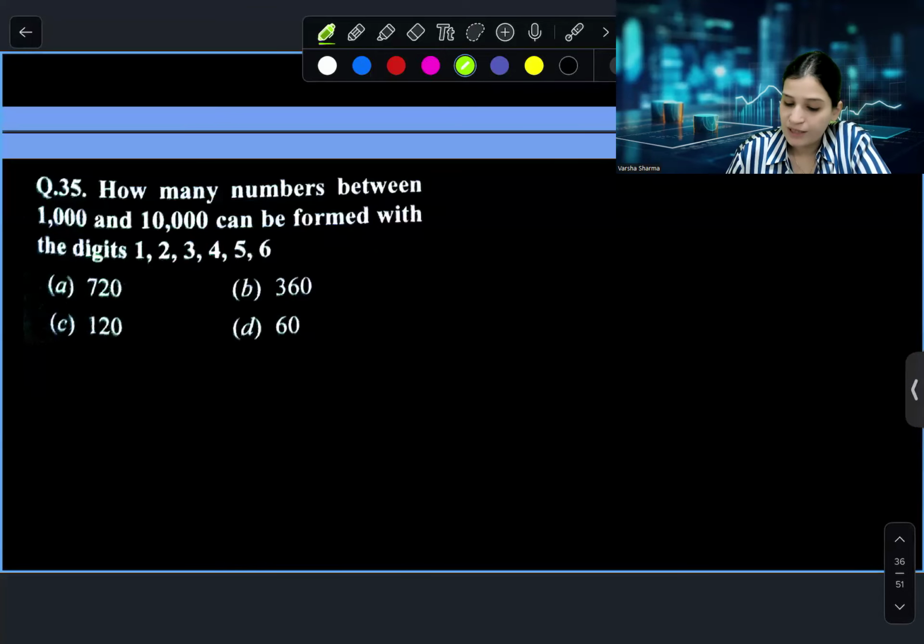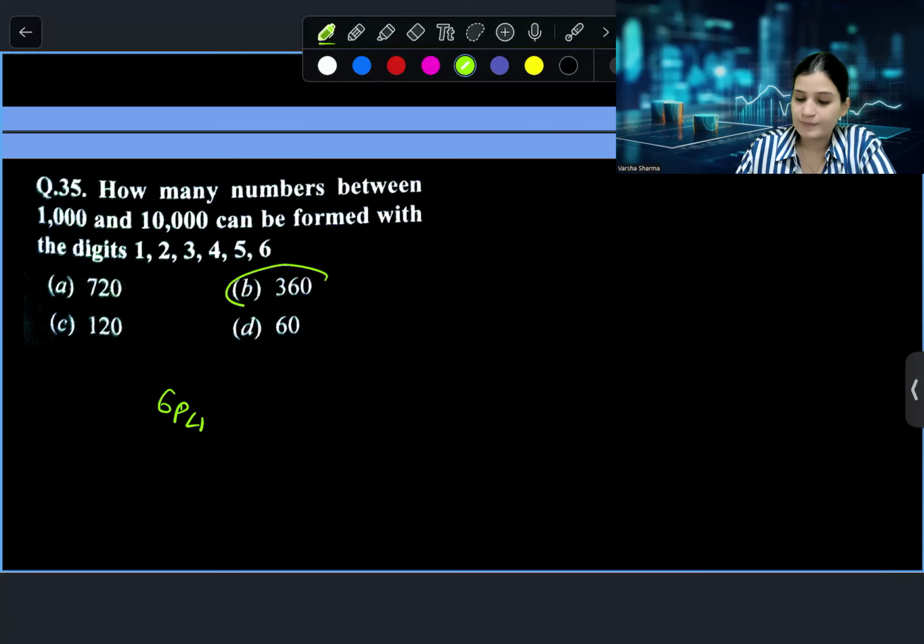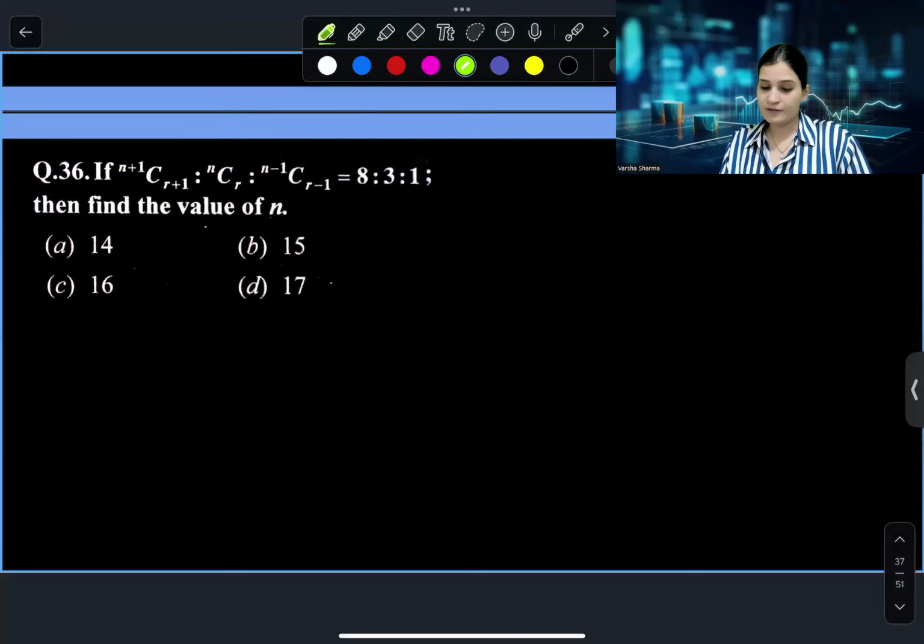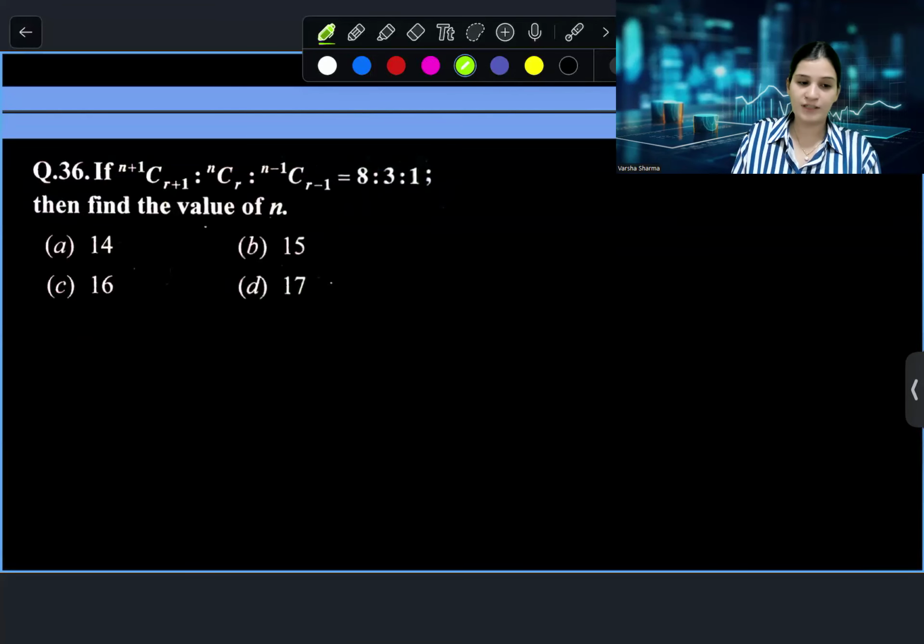How many numbers between 1000 and 10,000? Between 1000 and 10,000 means a 4-digit number that can be formed out of this. So basically 6P4, 360. This is to be learned. It is there in your book also. Learn. You cannot do it, it's a huge sum. And if you cannot remember, leave it. Doesn't matter, leave it.